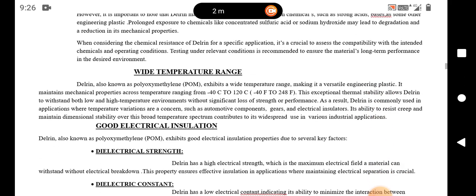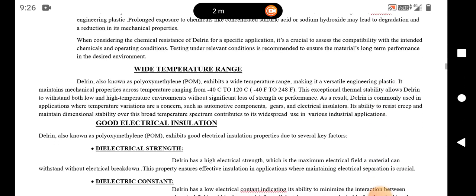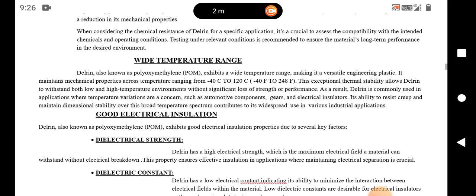Wide temperature range: Delrin, also known as polyoxymethylene, has a wide temperature range, making it a versatile engineering plastic. It maintains mechanical properties across temperatures from minus 40 degrees Celsius to 120 degrees Celsius, or minus 40 degrees Fahrenheit to 248 degrees Fahrenheit. This thermal stability allows Delrin to withstand both low and high temperature environments.